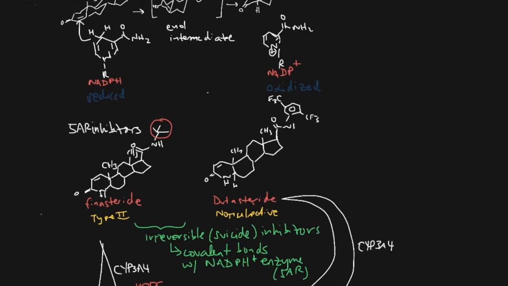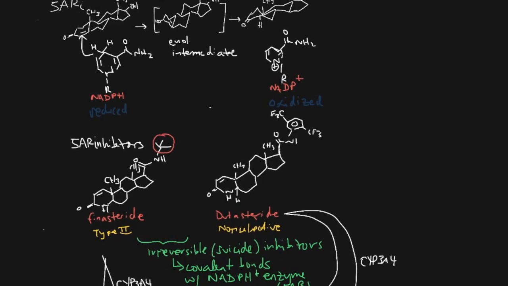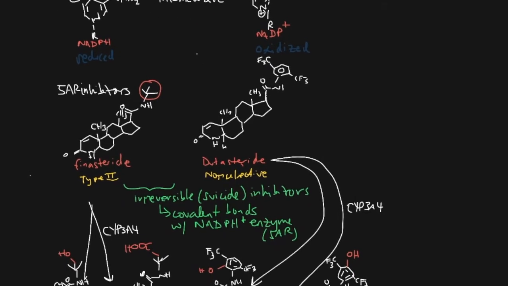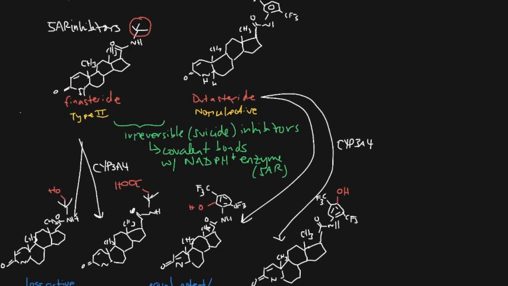NADPH starts off in the reduced form and is oxidized to the oxidized form through the conversion of testosterone to DHT, forming in the middle an enol intermediate right here. I think I went over that. 5-alpha reductase inhibitors include finasteride and dutasteride. Remember, finasteride has a fin at the top over here where it's metabolized to form either the hydroxyl or the carboxylic acid group, and both these metabolites are less active.